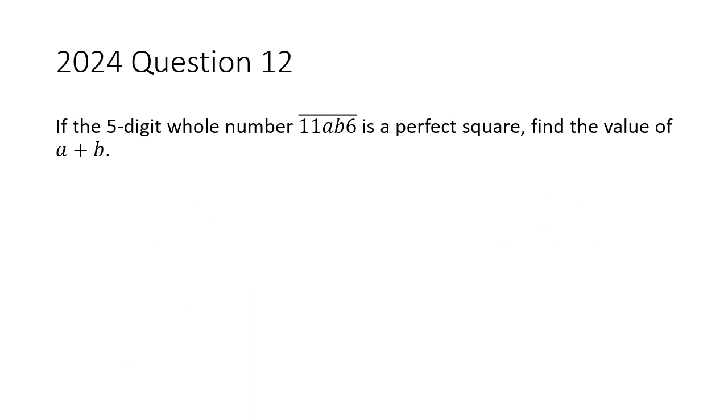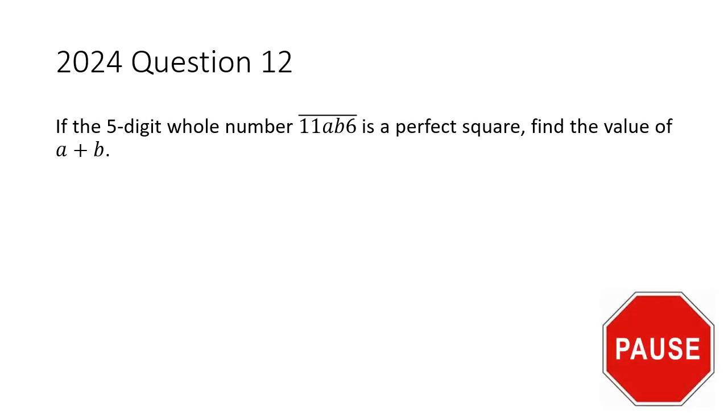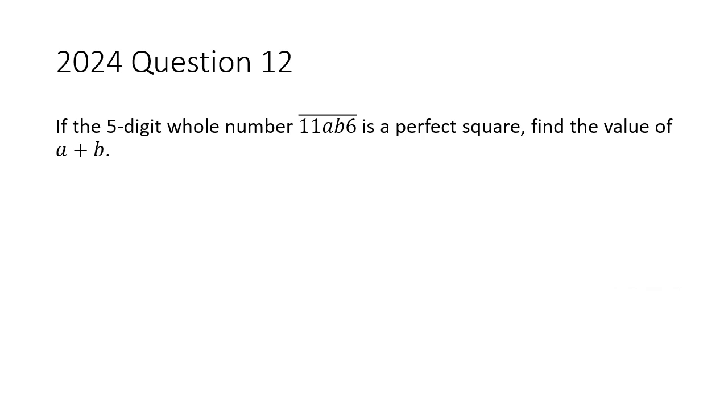Question 12. If the 5-digit whole number 11ab6 is a perfect square, find the value of a plus b. Pause the video here and give this question a good try. Notice that 100 squared is already equal to 10,000, so this number that we're looking at has to be bigger than 100 squared. Notice also that the last digit is 6.